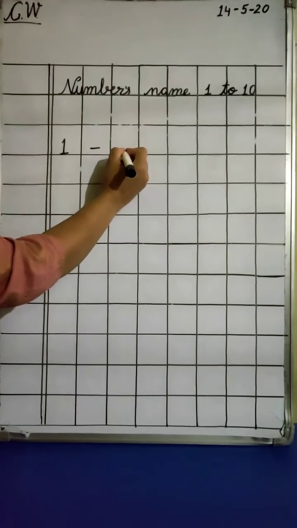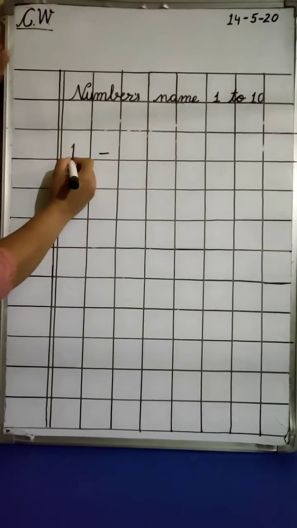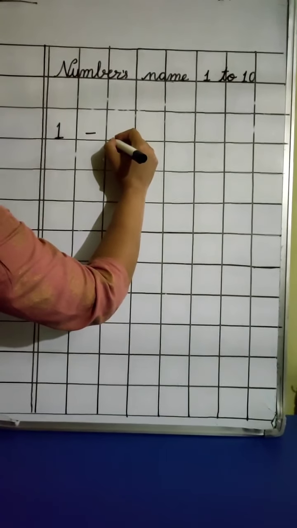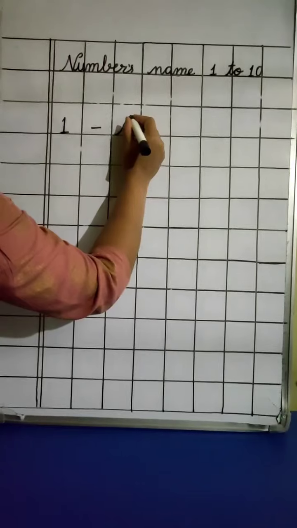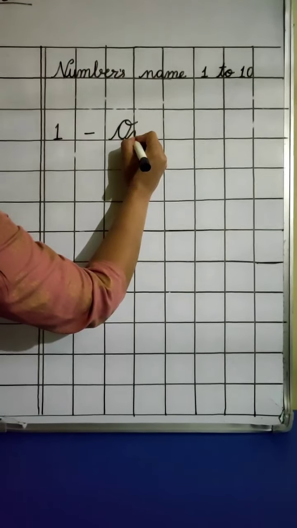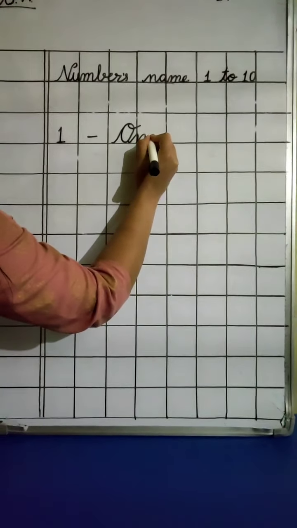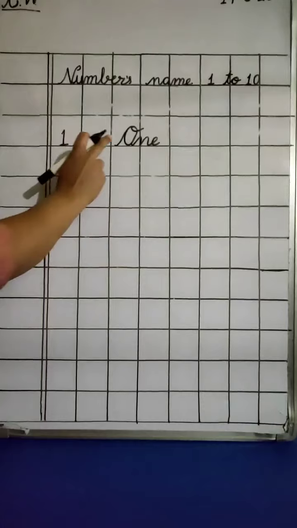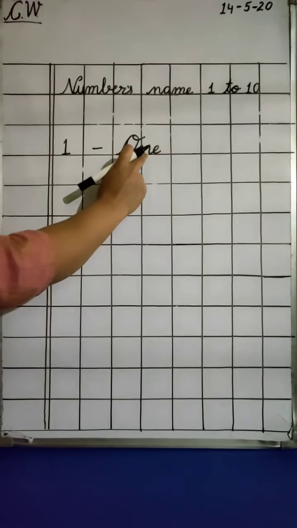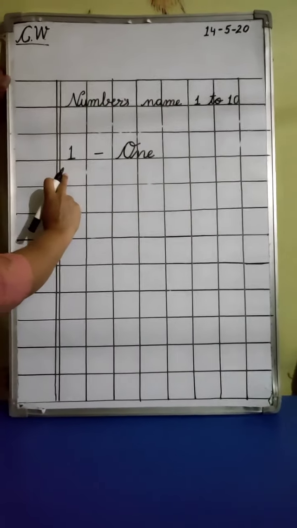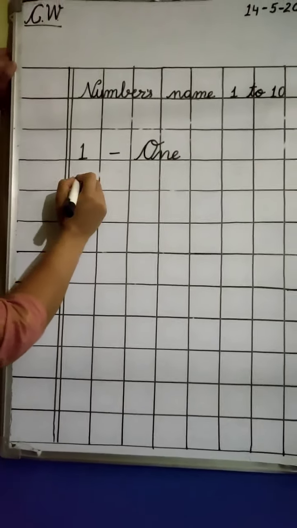In the next box, dash, and here from the next box I will write the spelling of 1. And what is the spelling of 1? And how will you write? First letter you will write capital. O, N, E, 1. Okay, what is the spelling of 1? O N E, 1. Next, you can skip one box also, okay? But I am not skipping.